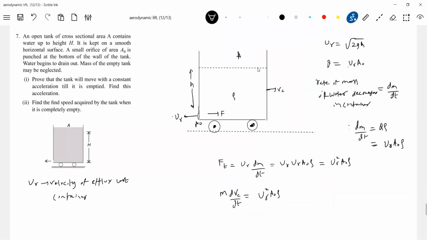What is M? Mass of the liquid, A rho AH rho dVc by dt equal to UR square A naught into rho A naught. Okay, the rho gets eliminated. So this dVc by dt should be equal to UR square.